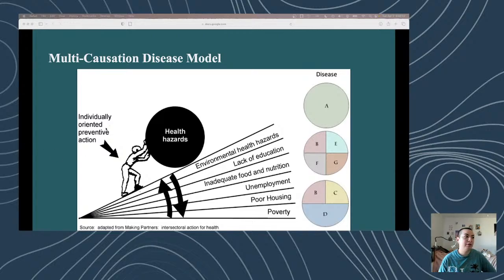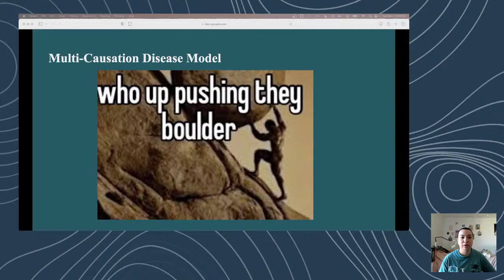To have to mitigate your own health hazards, especially when, in fact, it is the systems that you live within that escalate causes and make this individually oriented preventive action so much more difficult. I've thrown in a meme. This is the multi-causation disease model, right? Where all these things, you can only mitigate so much, and it will be more or less difficult for you based on how many structural barriers are in place. So who's pushing the boulder up?